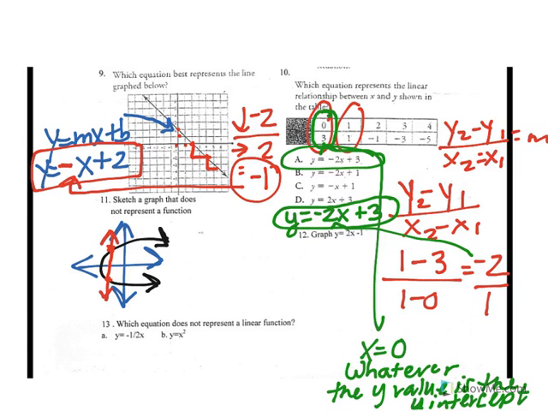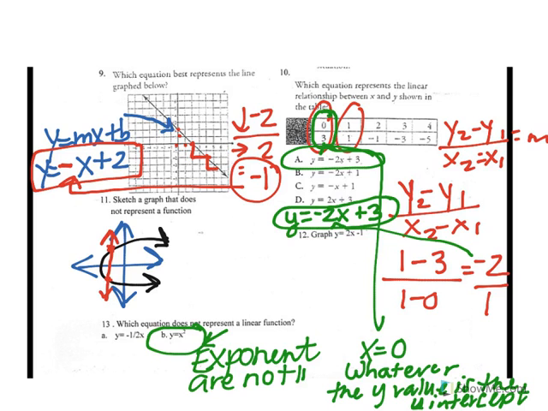And then for number 13, it says, which equation does not represent a linear function? And the answer is B. Because if it has an exponent, exponents are not linear.